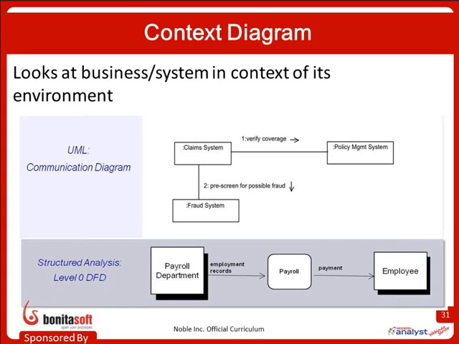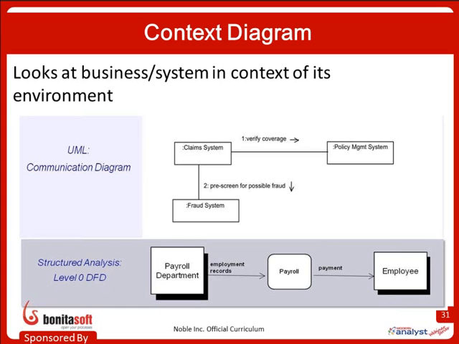So the data flow diagram process modeler says, you've got payroll? What kind of information do you need to do your job? I need employment records. And where do they come from? They come from the payroll department. And what kind of information do you produce? I produce payments. And where do they go to? They go to the employee. By the way, of course, there'll be more.